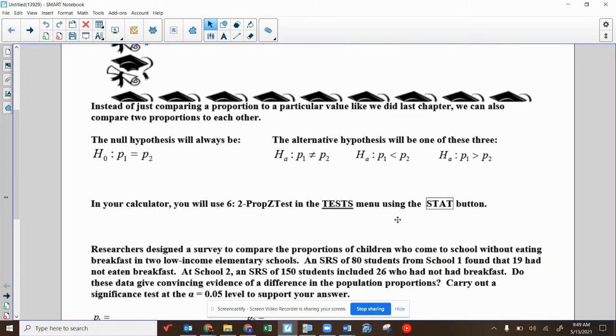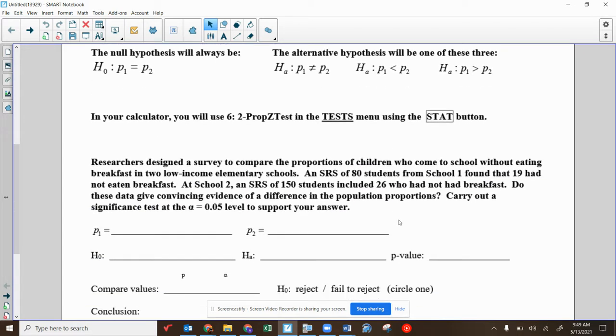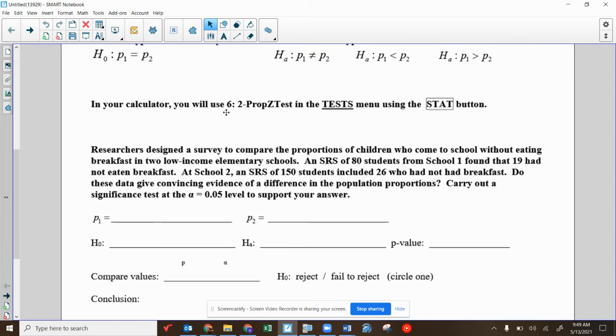So the first thing that you're going to have to do with these is identify which one you're calling population number 1, or the first proportion, and then what number 2 is. And then you're going to compare them, find a p-value, and from there it'll be the same idea. So on this one, we're doing a 2 proportion z-test because we're going to have 2 proportions.